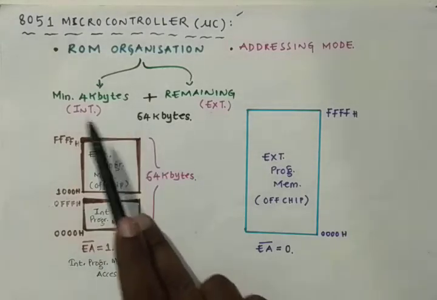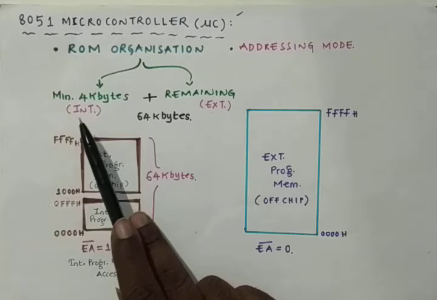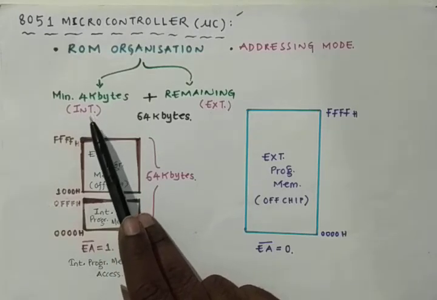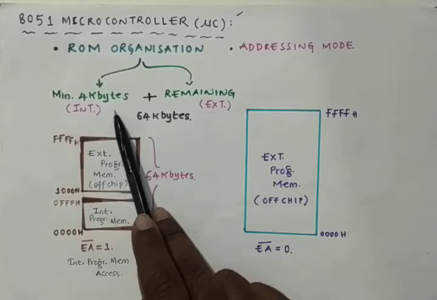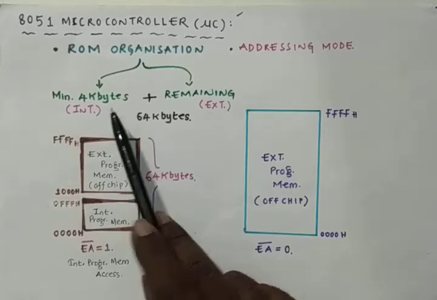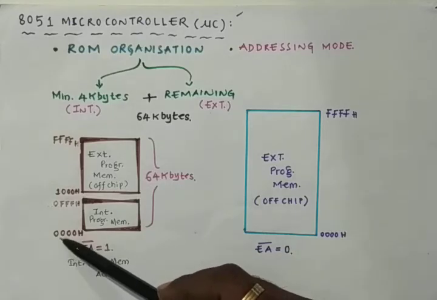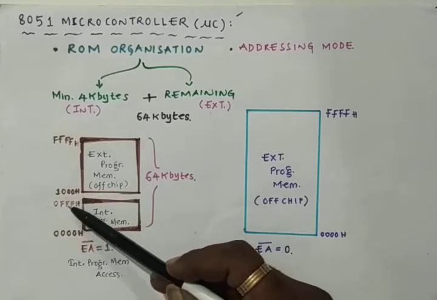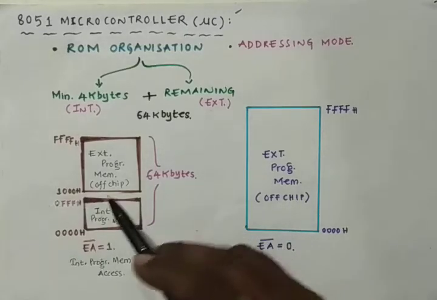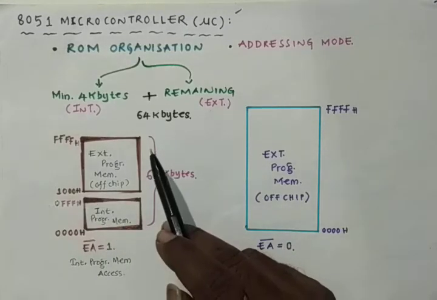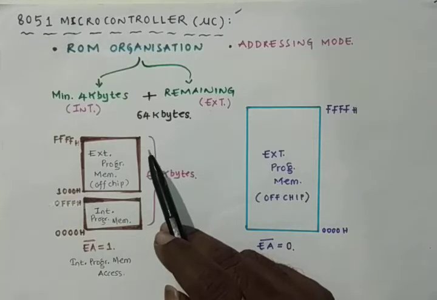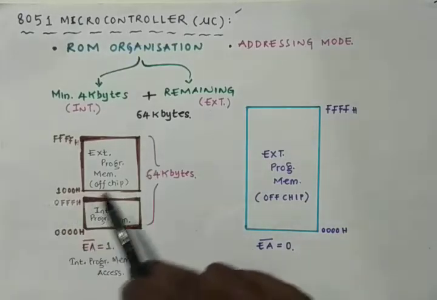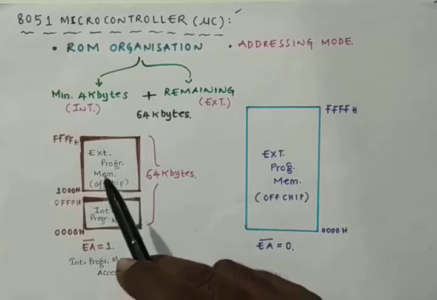Now I am going to talk about the internal program memory, which is 4 kilobytes. Its address range is from 0000H to 0FFFH. That means 4 kilobytes, 4 into 1024, since 1 kilobyte is equal to 1024 bytes.